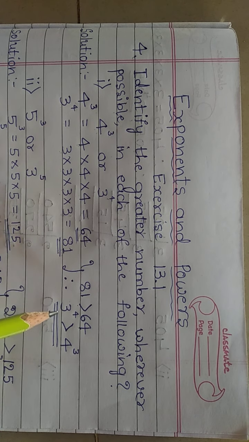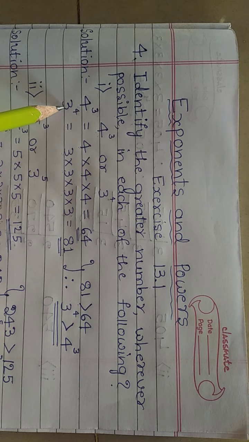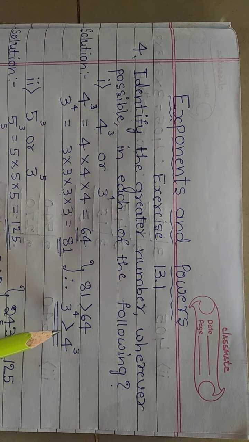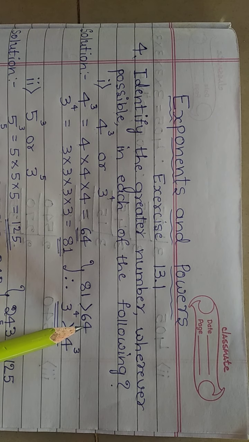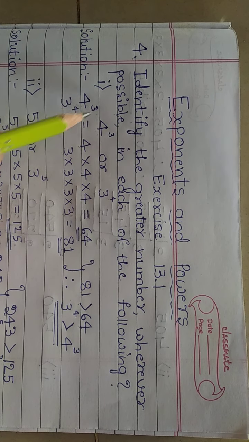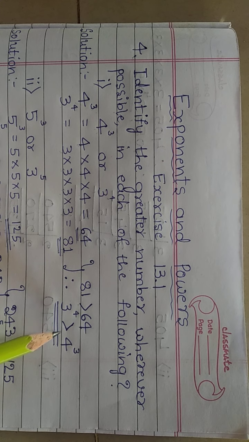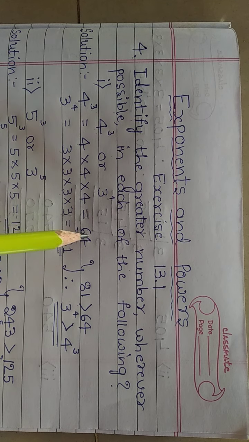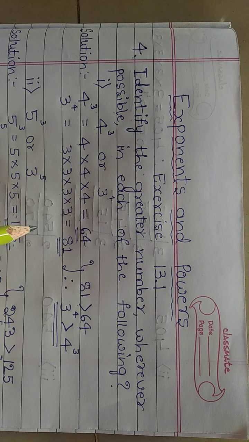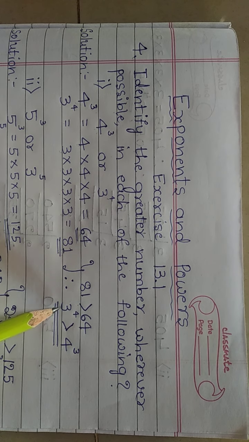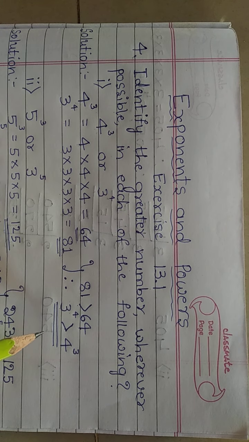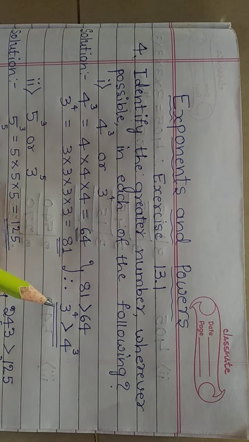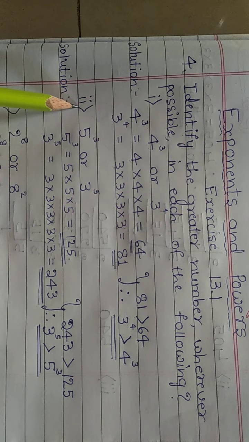So 81 is nothing but 3 raised to the power of 4. Therefore 3 raised to the power of 4 is greater than 64, which is nothing but 4 cube. 3 raised to the power of 4 is greater than 4 cube. So we have compared these two numbers. Therefore 3 raised to the power of 4 is the greater number than 4 cube. I hope you have understood. Next we will pass on to the second one.